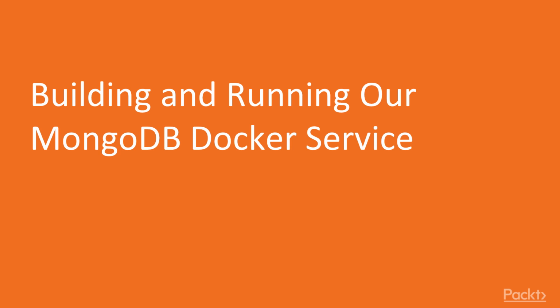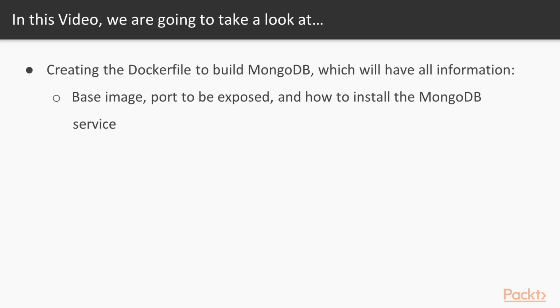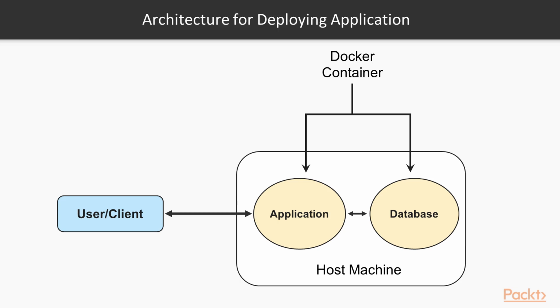Now we move on to the first video of this section that deals with building and running our MongoDB Docker service. In this video, we're going to take a look at creating the Dockerfile to build MongoDB, which will have all the information such as base image, port to be exposed, how to install the MongoDB service, and so on. We will follow this architecture to deploy our application, where we are deploying our application and MongoDB in separate Docker instances, as it is recommended to always keep your application and data separate.